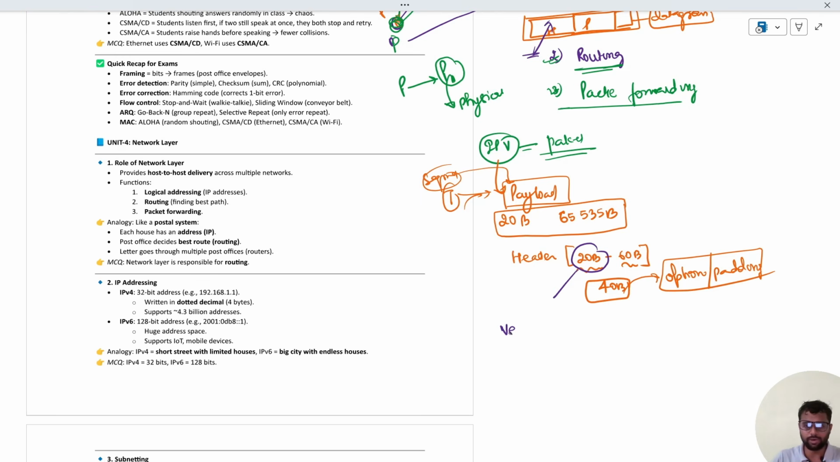See, first of all, we have version, that is of 4 bits. Then we have header length. Now, since the header is variable from 20 bytes to 60 bytes, there must be some way to identify the actual length of the header. And for that, we have the field known as the header length, that is also 4 bits. So these two comprise 1 byte.